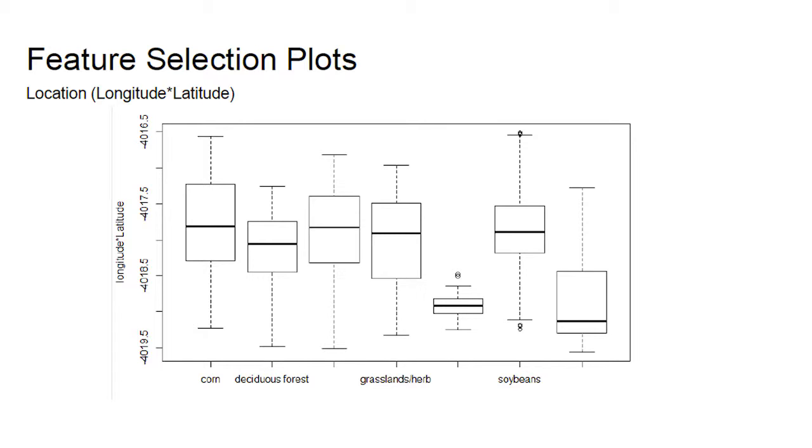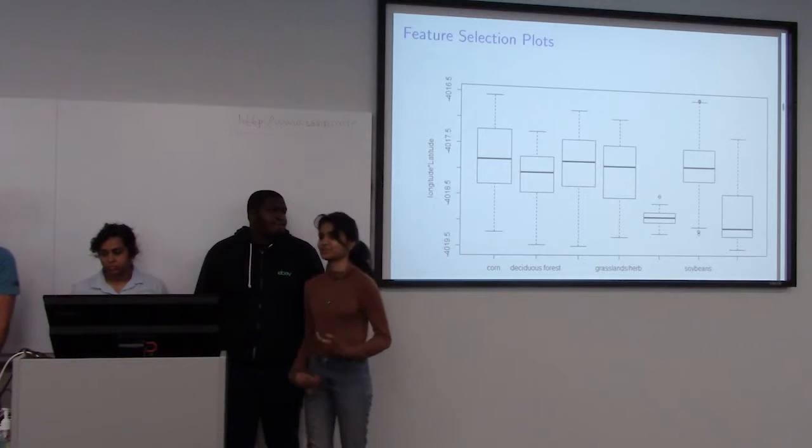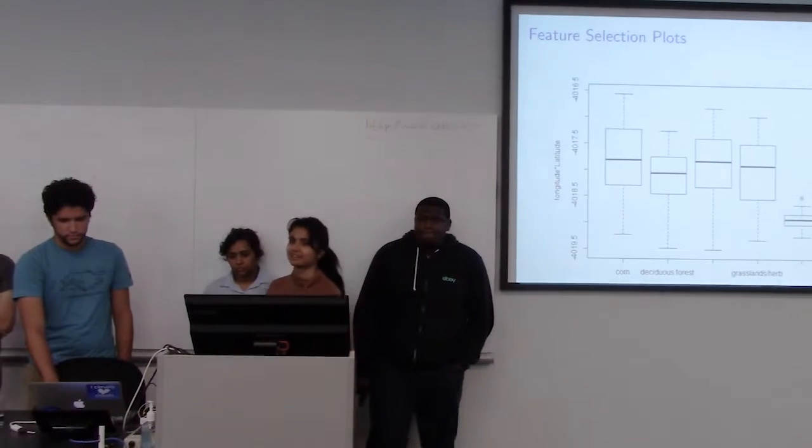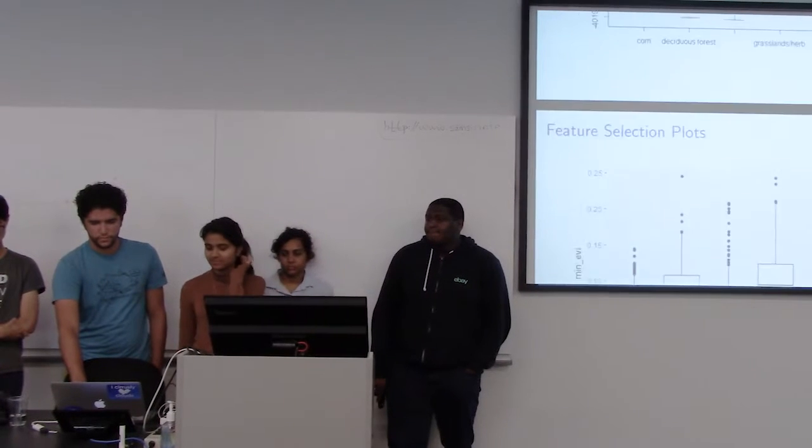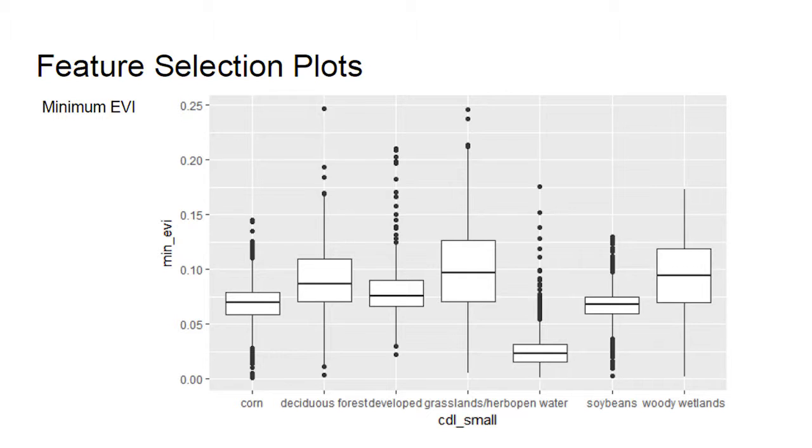And then this is open water. You could tell it's drastically different from everything else in the longitude and latitude values. So it was really easy to distinguish between water and everything else. And then this is our minimum EVI value, and this is probably one of our least used features in our model because there's not much of a difference between most of the different types of vegetation that we looked at, other than open water.